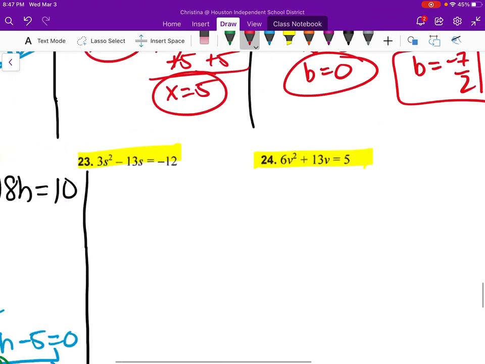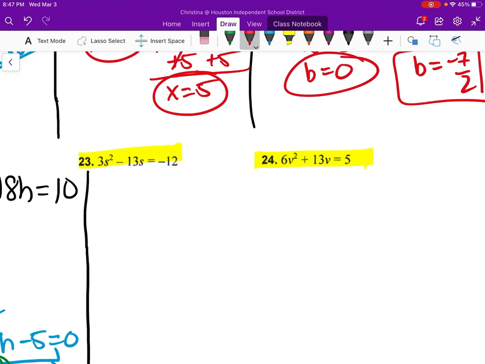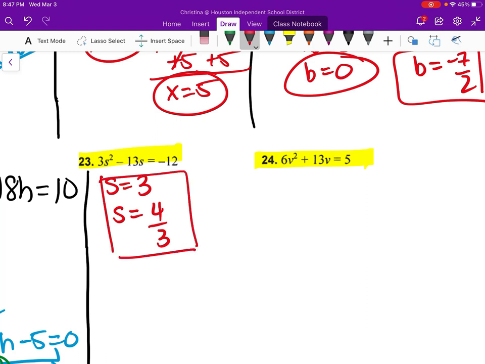For questions 23 and 24, question 23, I'm just going to write your answers. S should have equaled 3. S should have also equaled 4 over 3. Those are your two x-intercepts. And then the last question, we'll make this v equals -5 over 2, and v equals 1/3.